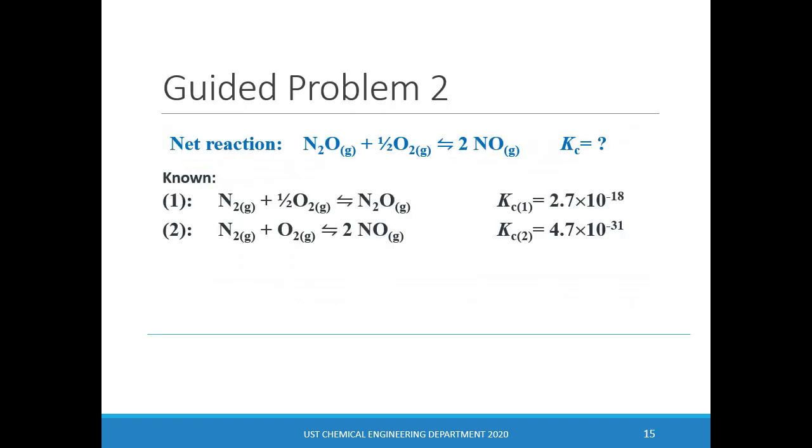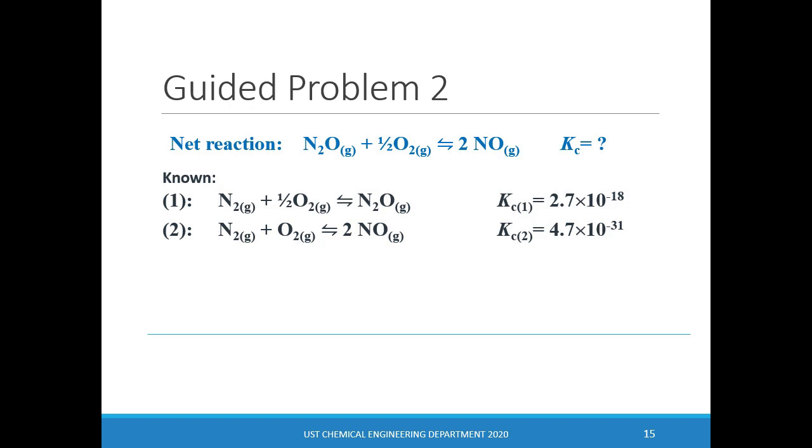To further explain the operations discussed, let us consider this guided problem. Determine the equilibrium constant of the reaction N2O plus 1/2 O2 yielding 2NO. You are given two equations with known equilibrium constants as shown. If you wish to solve the problem first on your own, you may pause this video.